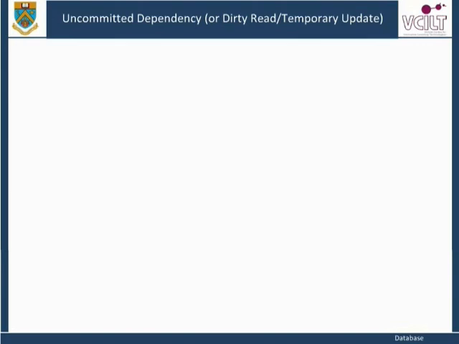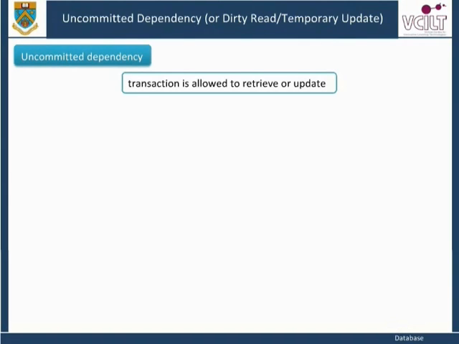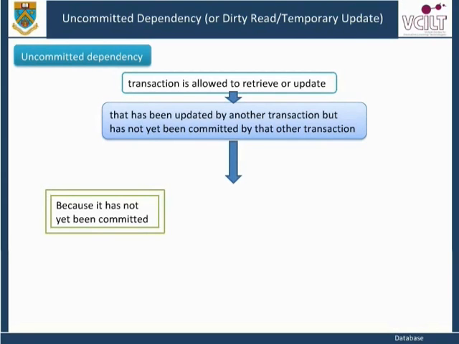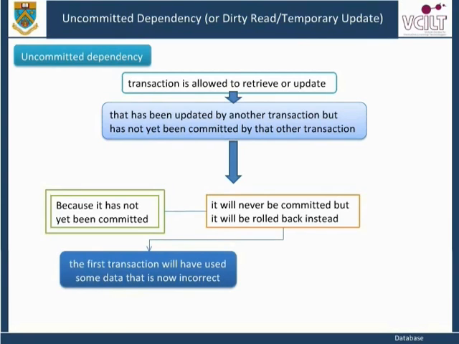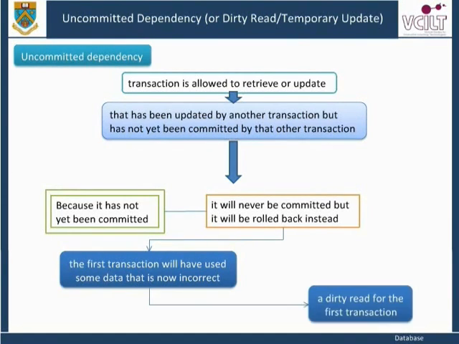Uncommitted dependency, or dirty read, or temporary update. Uncommitted dependency occurs when a transaction is allowed to retrieve, or worse, update a record that has been updated by another transaction but has not yet been committed by that other transaction. Because it has not yet been committed, there is always a possibility that it will never be committed, but will be rolled back instead, in which case the first transaction will have used some data that is now incorrect, a dirty read, for the first transaction.